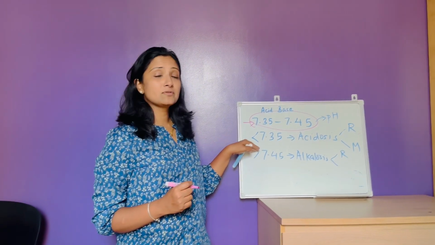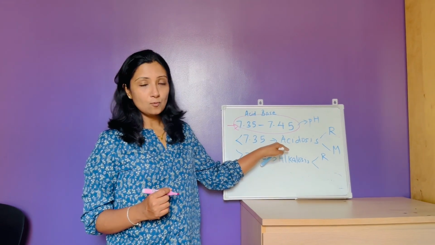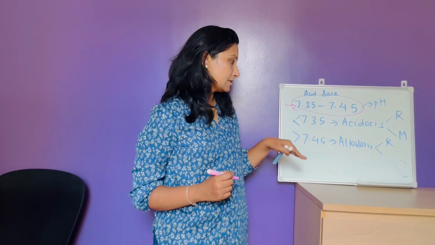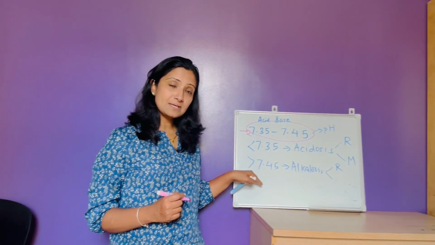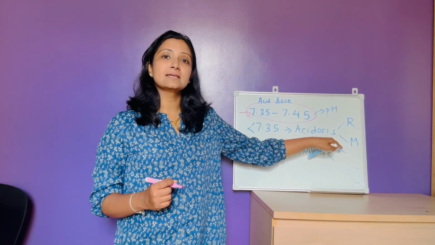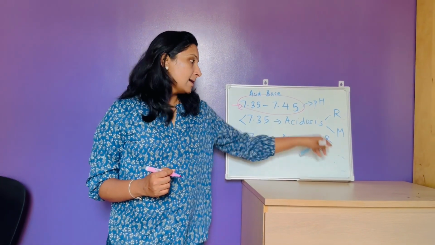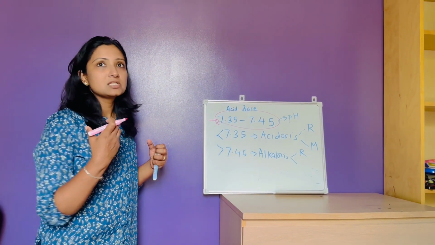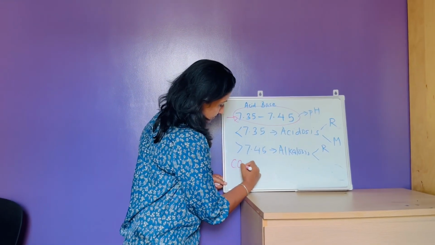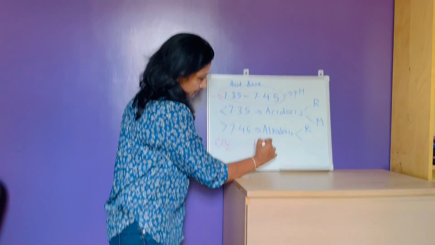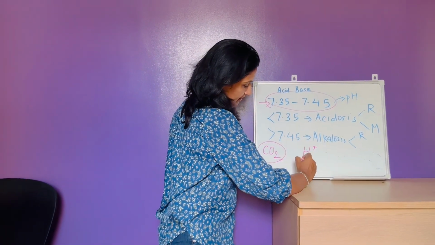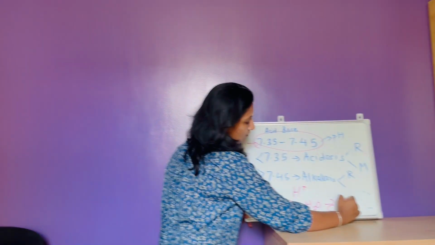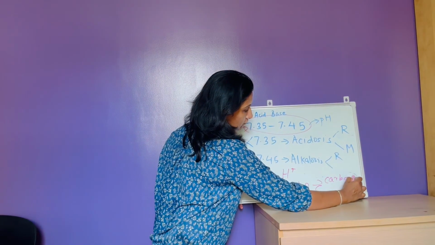Anything less than 7.35 becomes acidosis, which could be either respiratory acidosis or metabolic acidosis. More than 7.45 pH becomes alkalosis. Again, it can be respiratory or metabolic. Now, for acidosis, the biggest factor is CO2, H+. Now, why is CO2 acidic? That's because when CO2 combines with water, it forms carbonic acid, H2CO3.